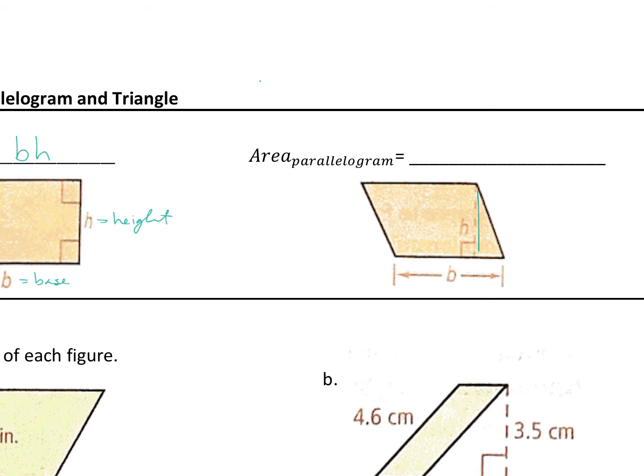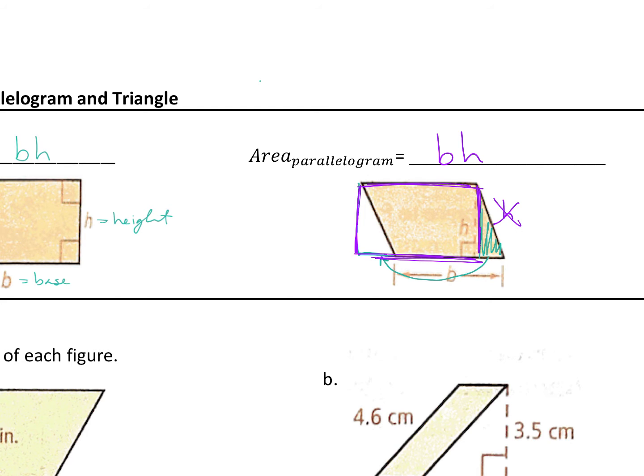What if we took this and we just moved it right here? What do you see? A rectangle. It is exactly the same as a rectangle. It's your base and your height. Now notice the difference, so base times height, the difference is your height is not the side of the figure, okay? This piece right here, not the height.